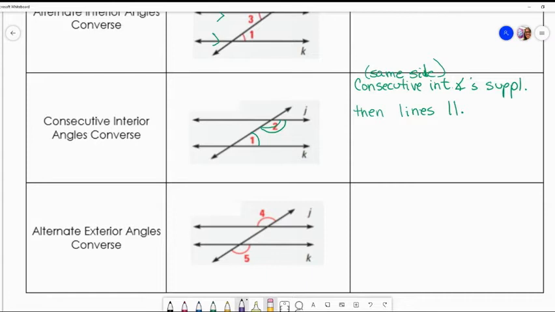Alternate exterior angles, converse. Okay, so here we have alternate exterior angles and they're marked congruent. We know that if alternate exterior angles are congruent, then the lines are parallel. So then I can mark those two lines parallel. Again, similarly here, we can mark those parallel once we know that the consecutive interior angles are supplementary. So if consecutive interior angles are supplementary, then the lines are parallel.